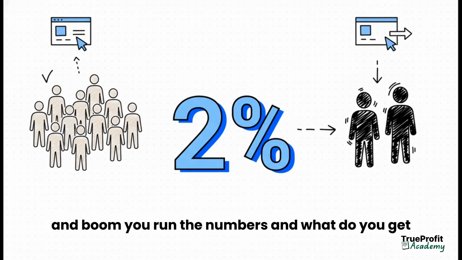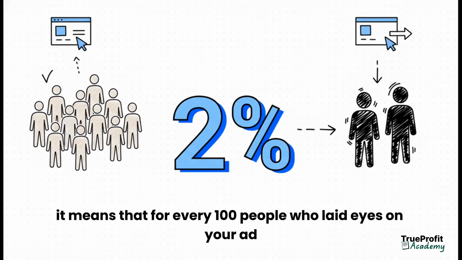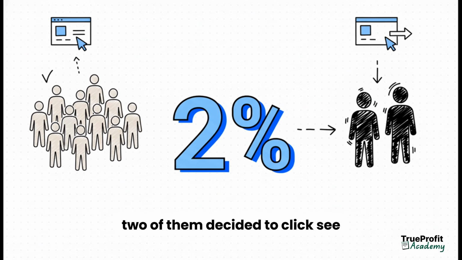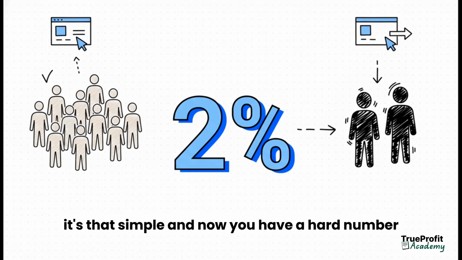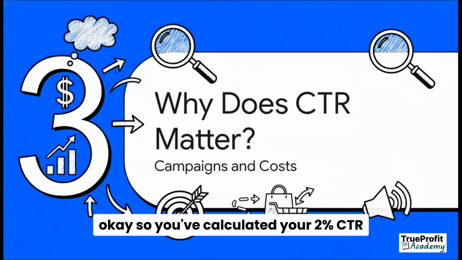And boom, you run the numbers, and what do you get? A click-through rate of 2%. So what does that actually mean? It means that for every 100 people who laid eyes on your ad, 2 of them decided to click. See? It's that simple. And now you have a hard number, a real metric you can use to start measuring how well you're doing.